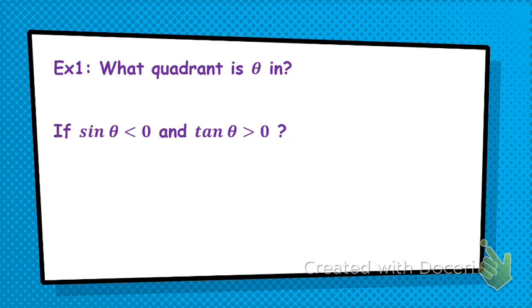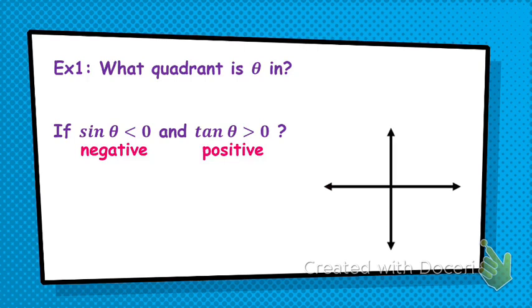So if sine of theta is less than 0 and tangent of theta is greater than 0, what does that mean? So sine of theta is less than 0, that would mean that sine is negative, and tangent of theta greater than 0 would mean that's positive. So let's look at our little sine chart over here where all students take calculus.